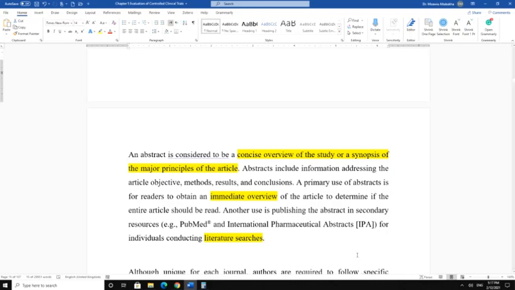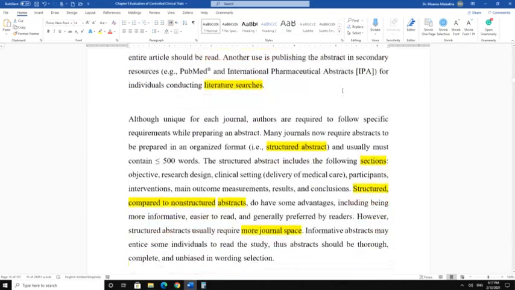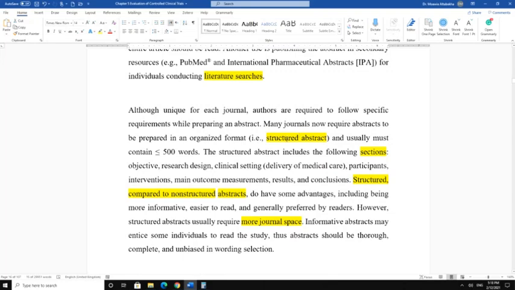Also, you should know that abstracts are also used by secondary resources like PubMed and IPA, which is International Pharmaceutical Abstracts, and that is to help in conducting literature searches. There are two types of abstracts. One is the structured abstract and the non-structured. So we have two types, structured and non-structured.